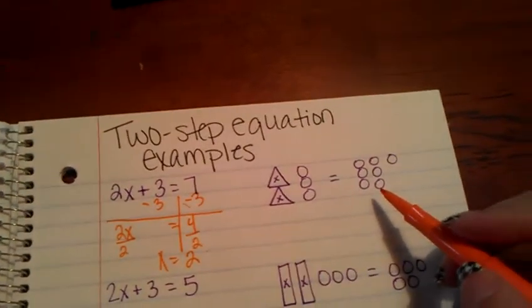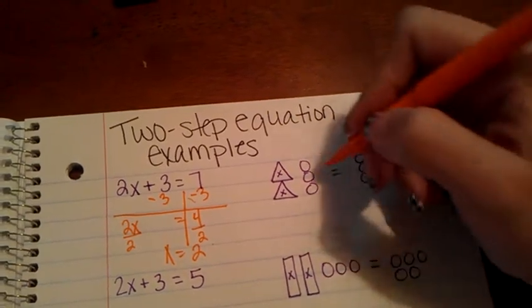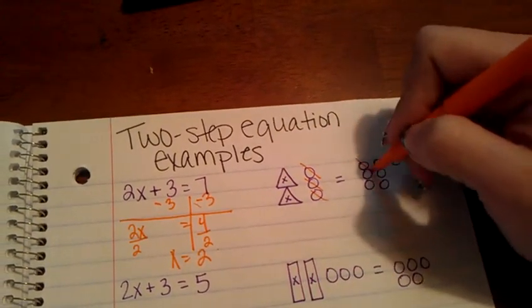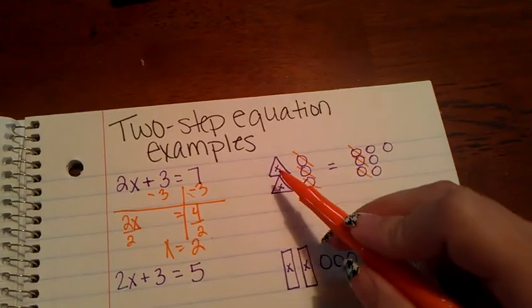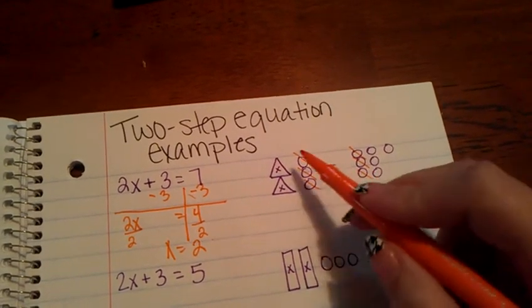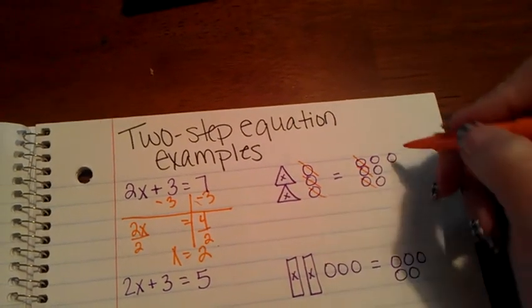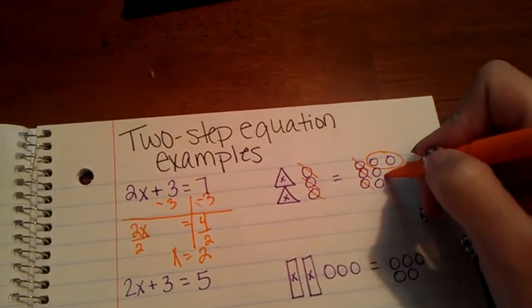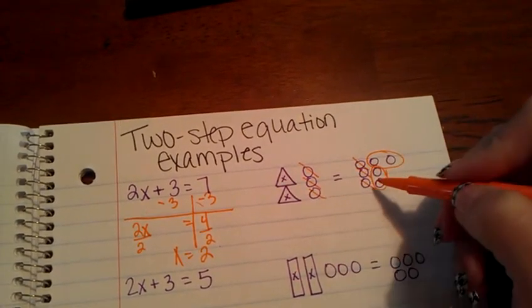So over here on my model, same thing. First thing I did was subtract 3. I'm going to subtract 3. Anything that is the same on both sides of your model you have to get rid of. So now I'm left with 2x equals 4. Well, we don't want to know the value of 2x. We want to know the value of one of those x's. So since there are 4, each of those get divided equally among the x's. So x is equal to 2.